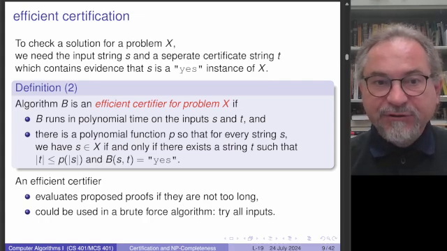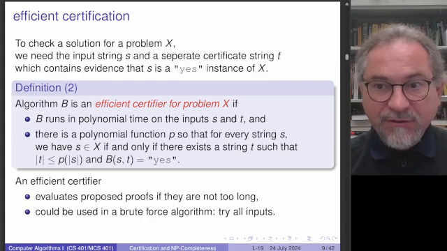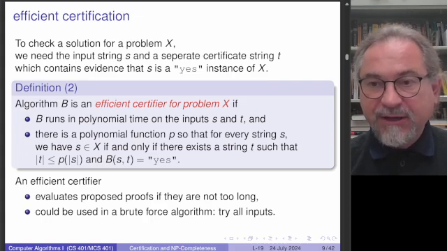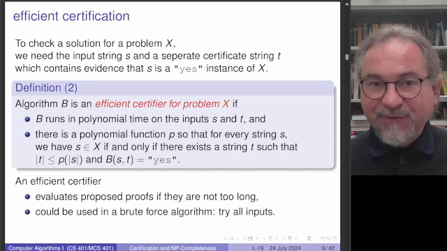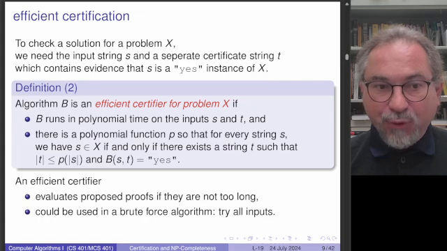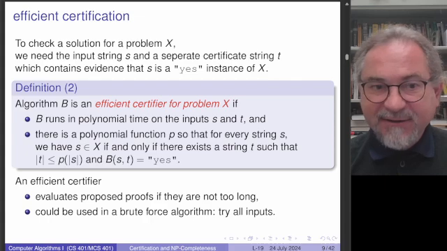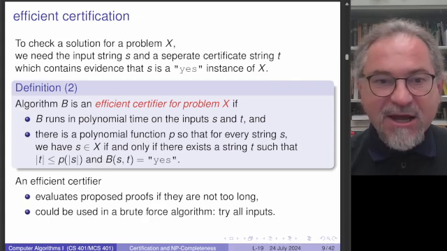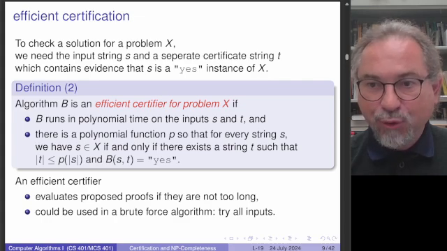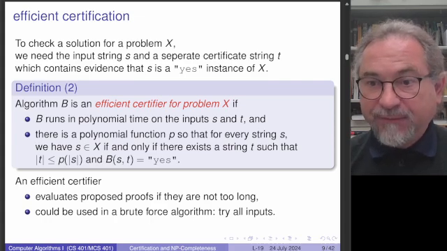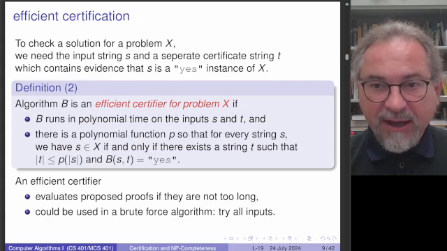So what is now an efficient certifier? Well, it's an algorithm that runs in polynomial time in the size of the input and also in the size of our certificate. That actually also implies that the separate certificate string must be bounded, and not exponentially longer than s, for every input s. There is then a polynomial such that, and that's actually the second clause, I'm running a little bit ahead, the size of that certificate string should be bounded by a polynomial in function of the input size. And the certifier will return yes on every certificate.